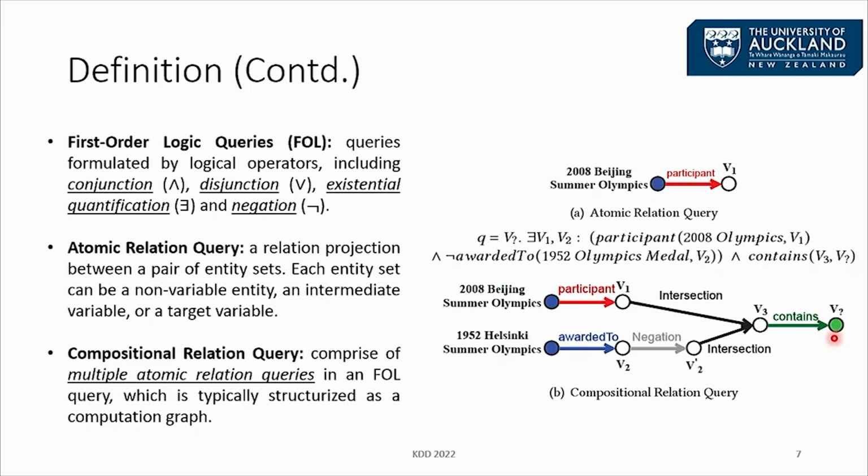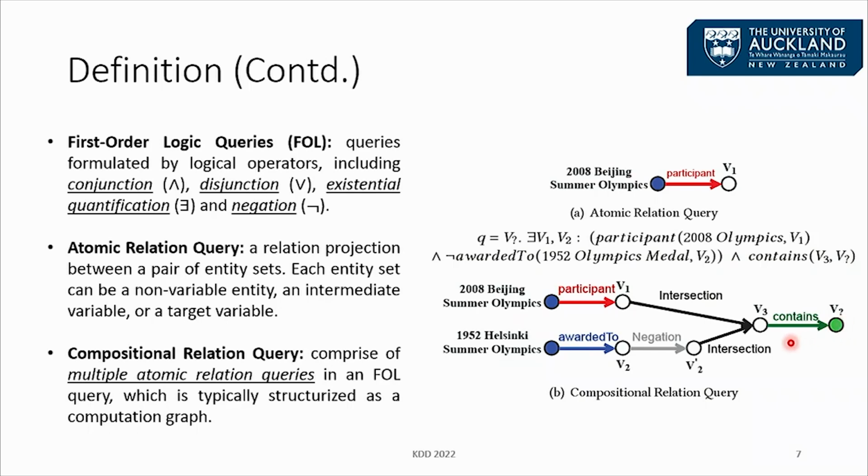Suva is a capital city in Fiji Island. So V3 is Fiji, which is a country, and V question mark is our target answer. This is the Suva. So we have the atomic relational query and also the compositional relational query. So we already know the complexity that consists in this type of problem setting.